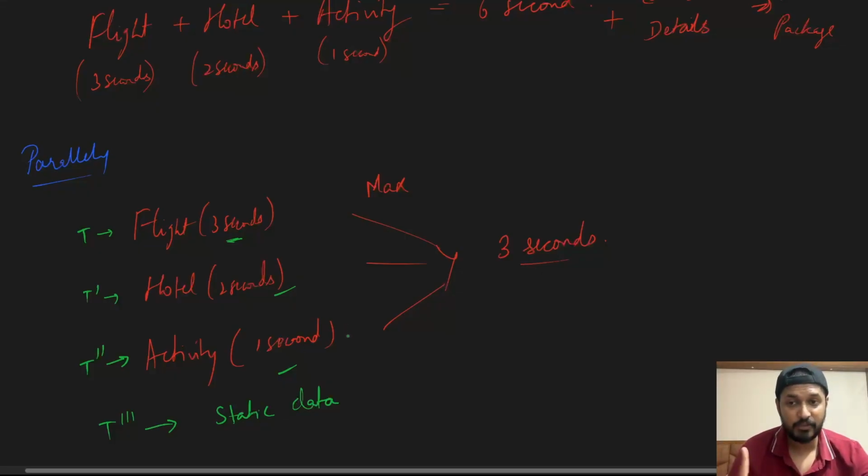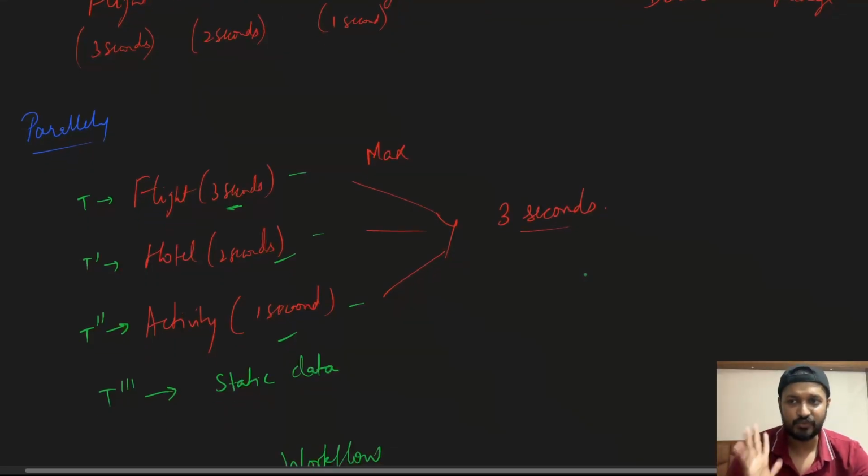Why does that need to be a blocking operation? Because until you receive a response from all these 3 services, you cannot calculate the package price, correct? So we need to achieve several things here. Let's see these things one by one.